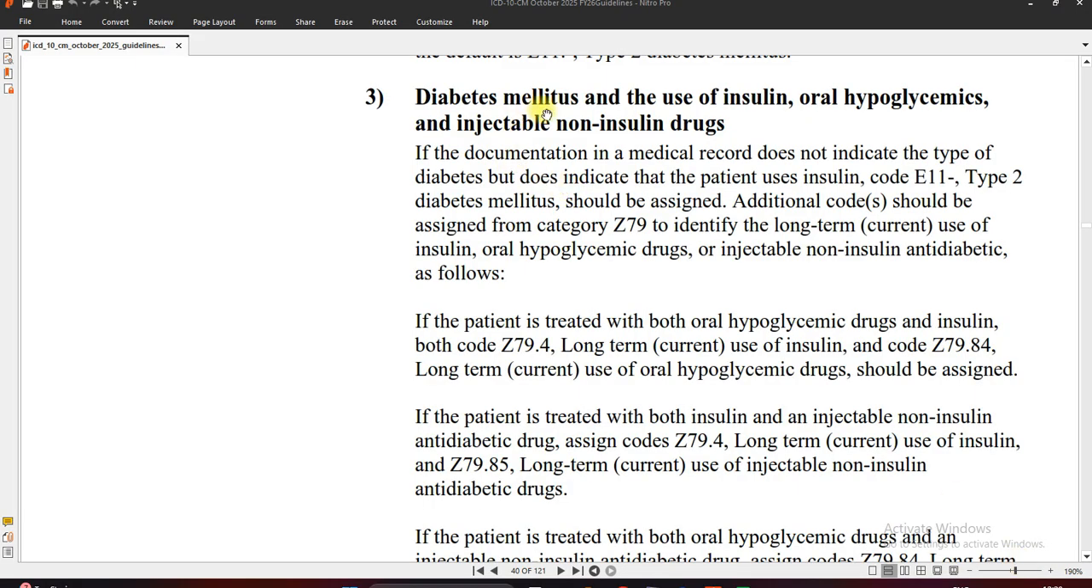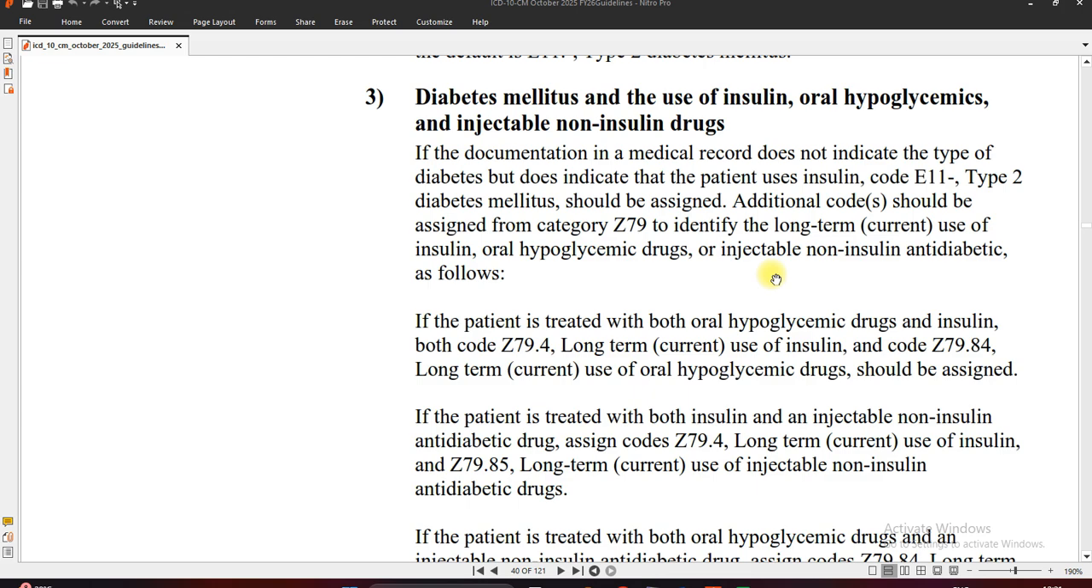Next, we will see a few ICD-10-CM guidelines related to long-term use of anti-diabetic medications. What is the first guideline? Diabetes mellitus and the use of insulin, oral hypoglycemic, and injectable non-insulin drugs. For example, in the documentation, the patient has diabetes mellitus, where the physician does not mention any type of diabetes, but the patient is on long-term medications. In that case, by default you need to code E11.9, diabetes mellitus type 2, as well as the Z79 series, based on whether it is a diabetes drug using insulin, oral hypoglycemic, or non-insulin injectable.